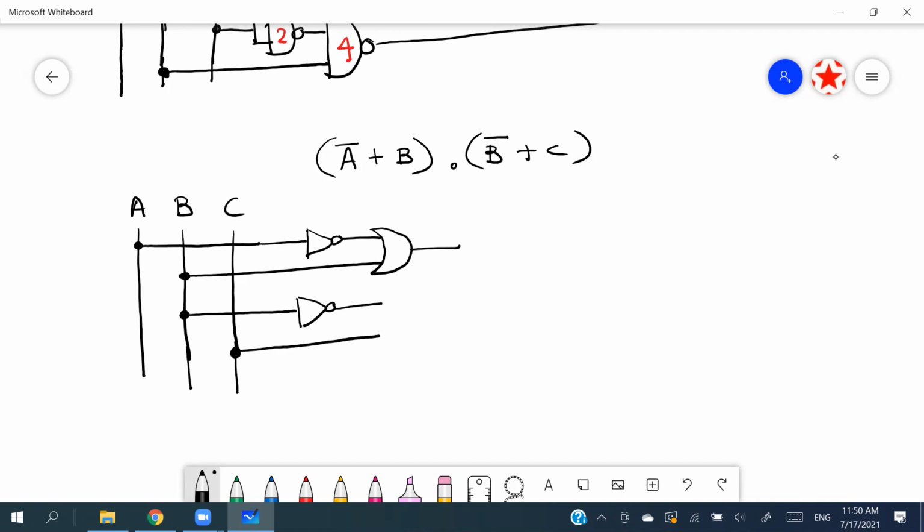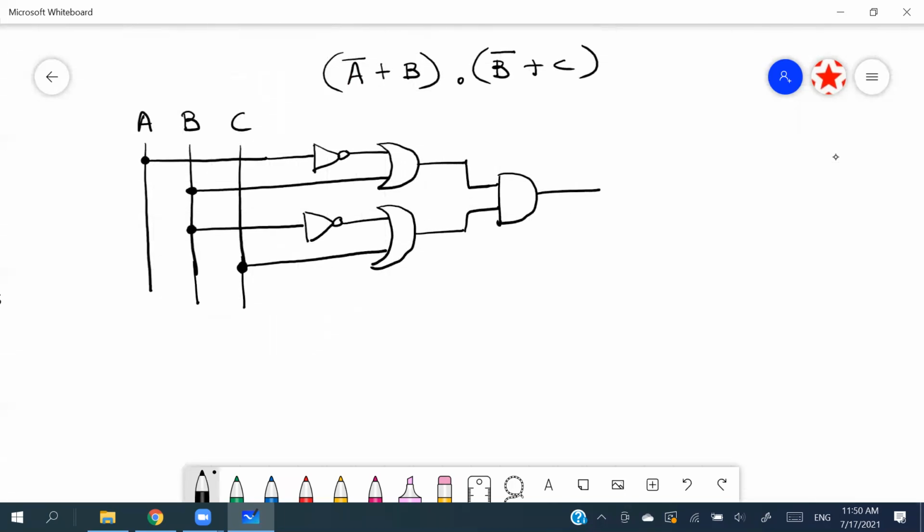And the C. Right, and here we have an AND gate to have the output. Right, so now we are going to draw this using NAND gates.